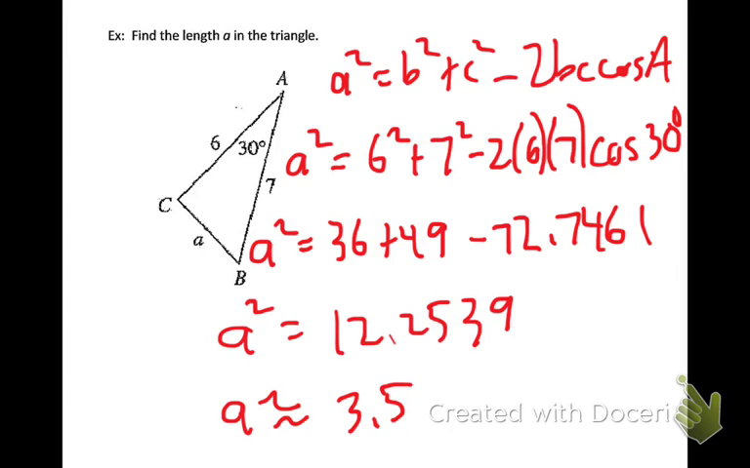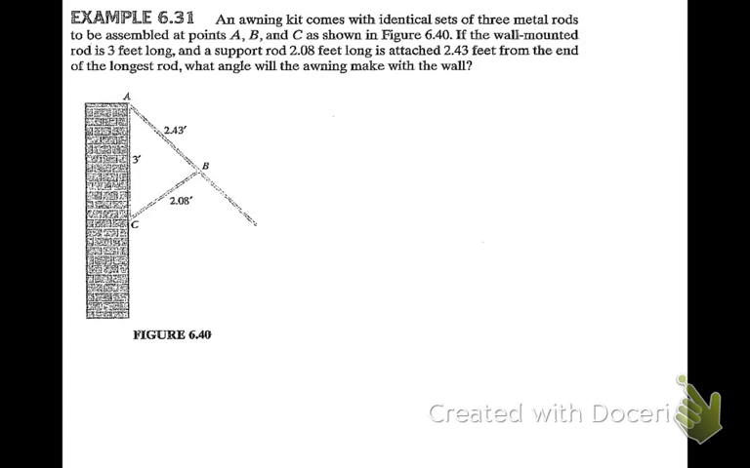Does everybody have that written down? Alright, let's do another one. So we have an awning kit. It comes with identical sets of 3 metal rods to be assembled at points A, B, and C as shown.